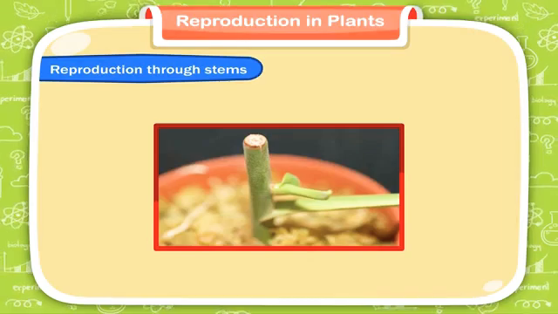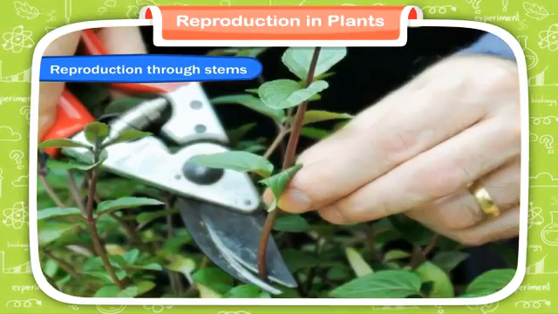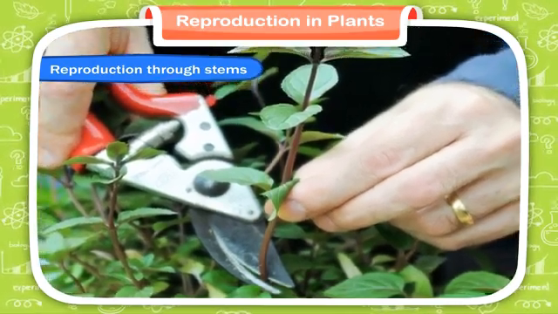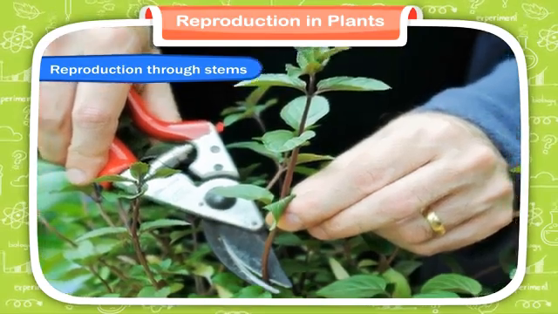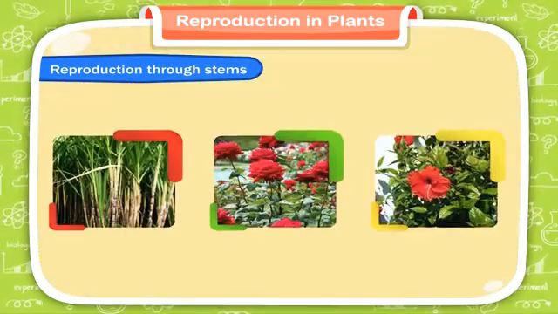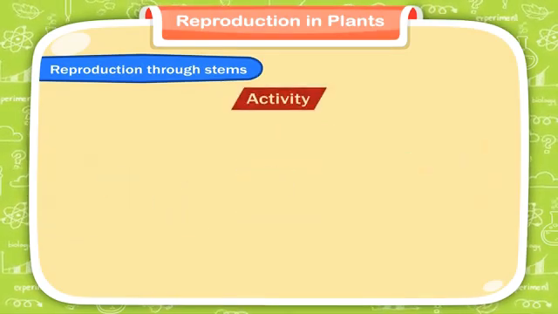Some new plants can also grow from pieces of the stem because they have buds on them. These pieces of stem are called stem cuttings. Many plants like sugarcane, rose, hibiscus, etc. grow from stem cuttings.